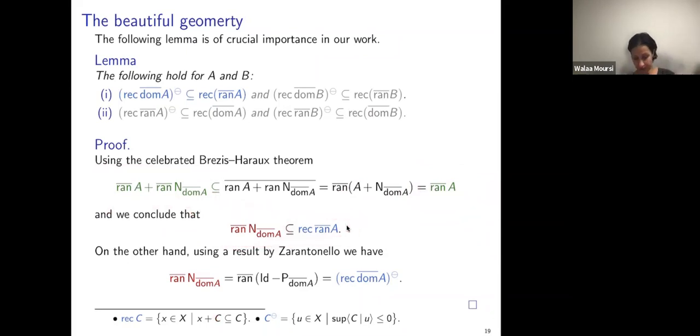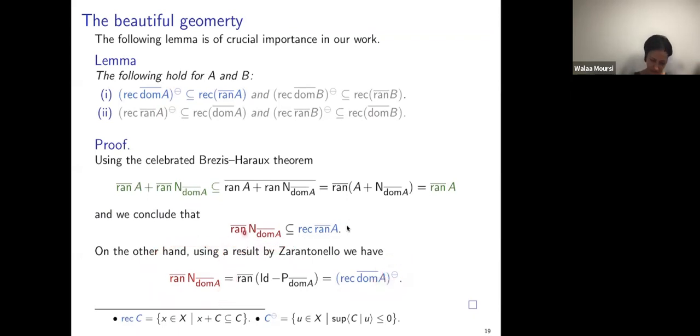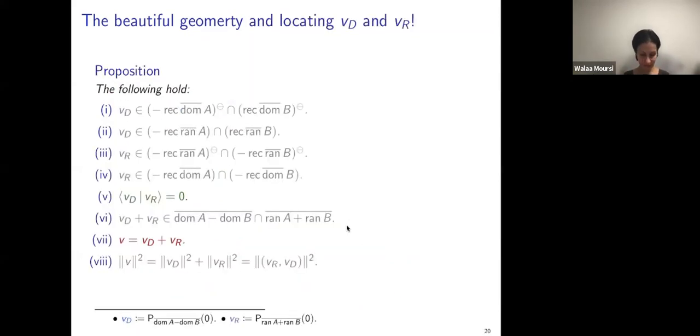Now, the second part to finish the proof hinges on a deep result by Zarantonello. Using the Zarantonello result, the closure of the range, this set here, is just the polar of the recession cone of the domain of A. So if you look at this set and this equality, this means that this set is included in this set, and that proves our first claim. And as I said, everything else will follow. I don't want you to go deeper into this, but that would give us a much better control on the location of the baby vectors vD and vR.